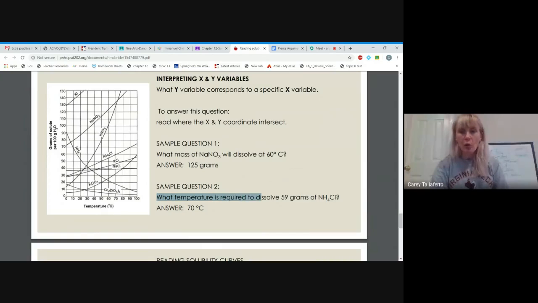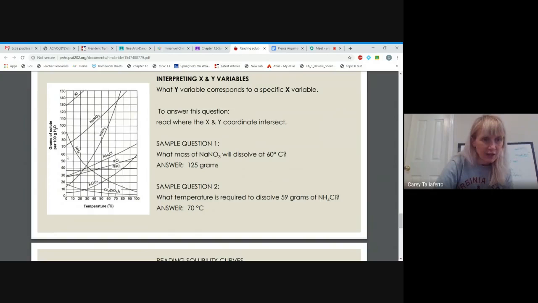All right, now here's a different way of answering or being questioned. What temperature is required to dissolve 59 grams of ammonium chloride? All right, so I find my curve. Here's ammonium chloride. This time I'm going to look at my mass. I'm going to look at the y-axis.